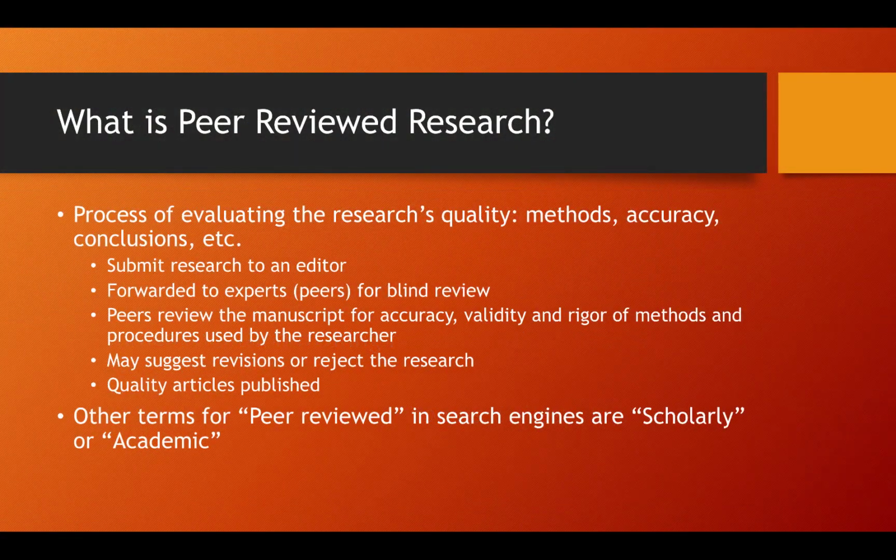So what is peer-reviewed research? I keep saying that. Well, peers are people that you would work with, people like yourself. When it comes to peer-reviewed research, the term peer there refers to individuals who have a similar background and similar knowledge as the researcher that submits an article to a journal. So peer review is basically a process by which research is evaluated for its quality. Its quality will include things like the methods that are utilized, the accuracy of the methods, the conclusions that are based on the data that they gather, etc.